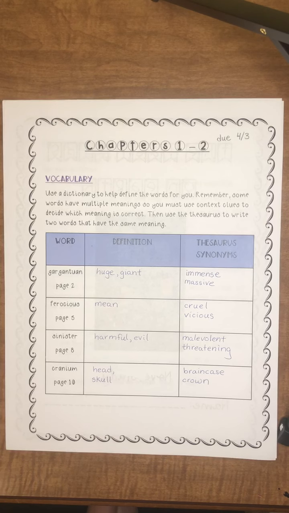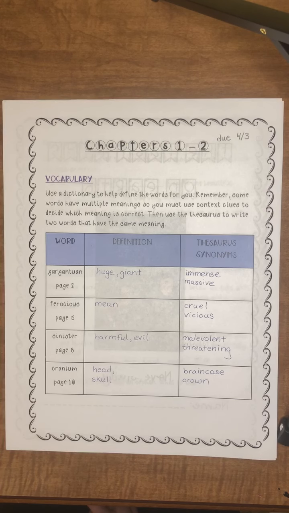So for the word gargantuan, it means huge, giant. A synonym or a word that means the same would be immense, massive. The second word is ferocious. The definition would be mean. A synonym could be cruel, vicious. Third word is sinister. Definition, harmful, evil.